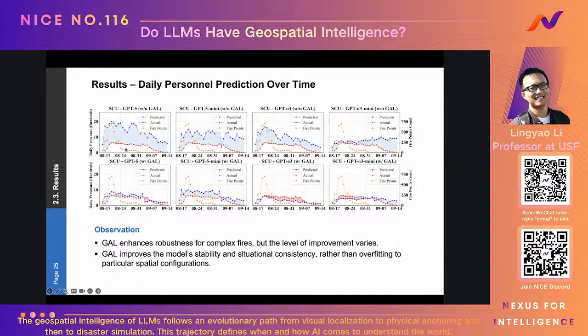Like for Table 3, you can see the experiment results on data leakage. On the right-hand side, it shows the simulation without the location information, and the result on the left-hand side shows the simulation result with the location information. But you can see the simulation results are quite similar to each other. And then across different models, we also have several interesting observations.